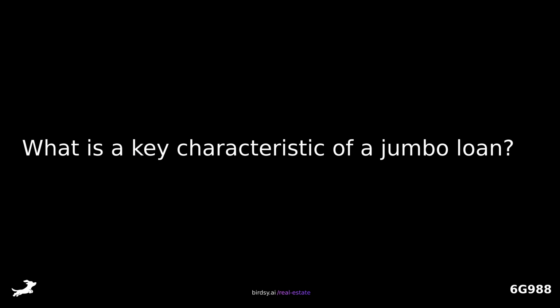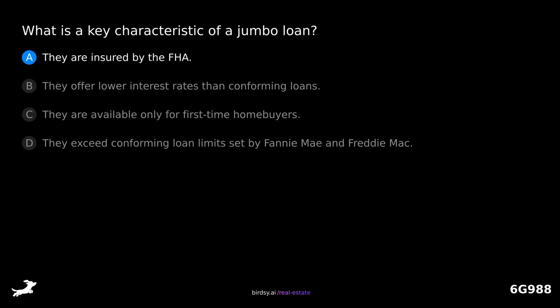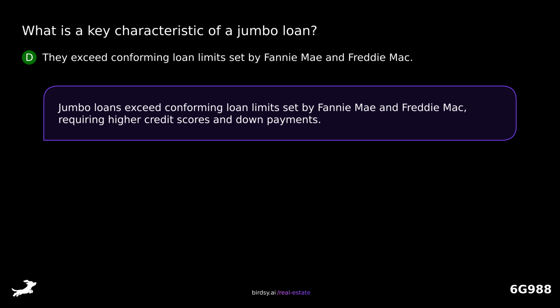What is a key characteristic of a jumbo loan? Is it A, they are insured by the FHA, B, they offer lower interest rates than conforming loans, C, they are available only for first-time homebuyers, or D, they exceed conforming loan limits set by Fannie Mae and Freddie Mac? The answer is D. Jumbo loans exceed conforming loan limits set by Fannie Mae and Freddie Mac, requiring higher credit scores and down payments.